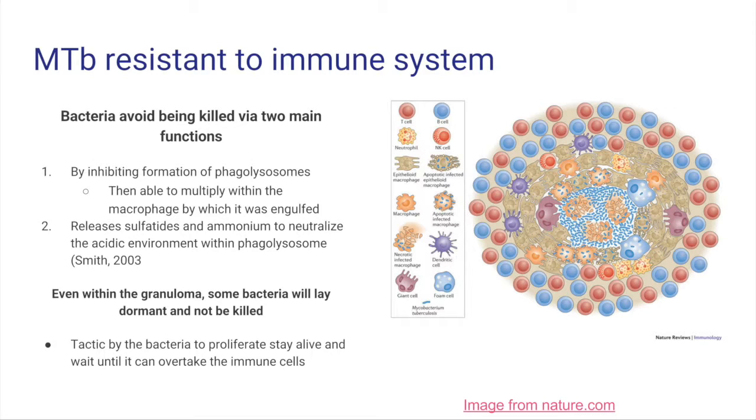And also, if that phagolysosome is formed, the bacteria can release sulfatides and ammonium to neutralize the acidic environment. And again, they can proliferate within that granuloma, and then they begin to multiply to the point of that granuloma bursting. So even with that granuloma, some bacteria may lay dormant and not be killed, even if that phagolysosome is formed. So these bacteria can lay dormant in the granuloma for many years without proliferating, and just wait until the immune system is low so that they can begin to proliferate and take over.